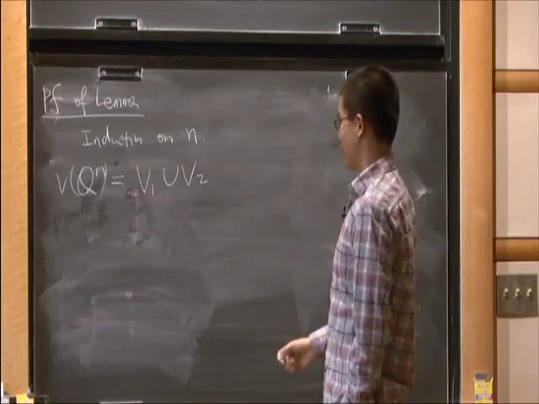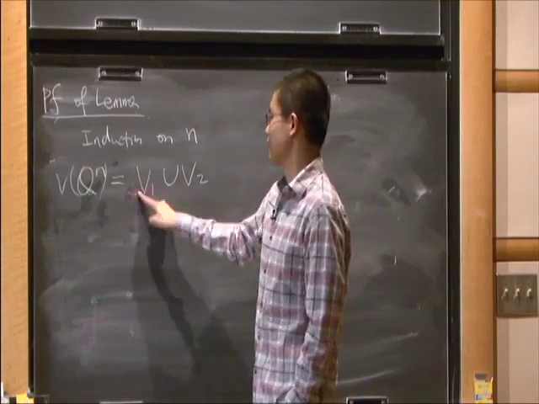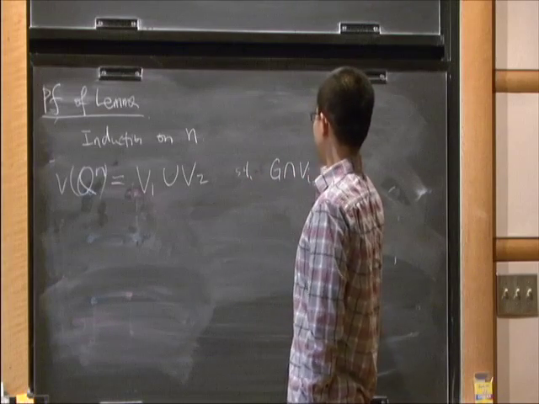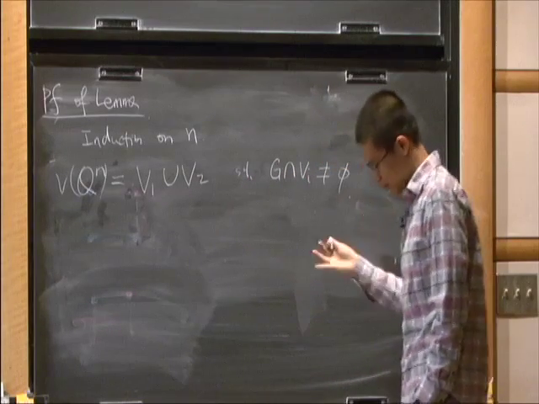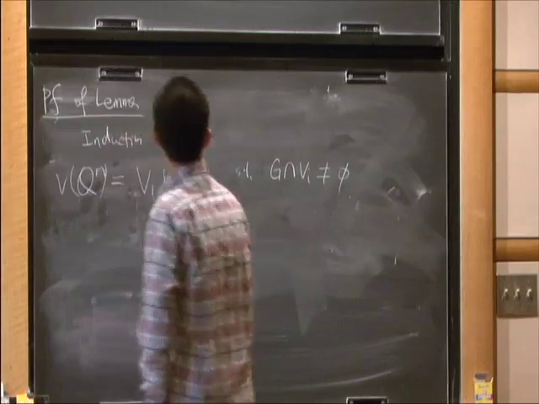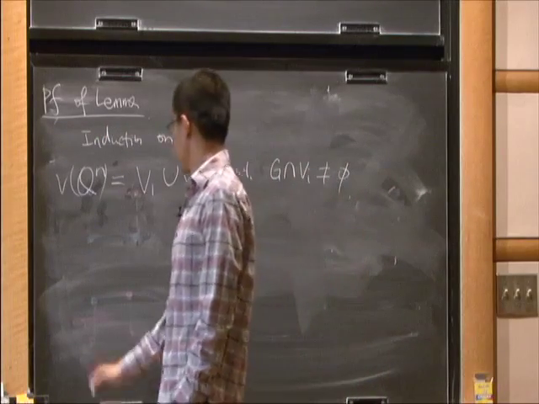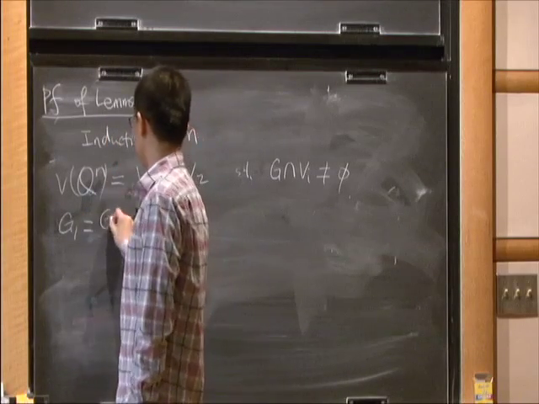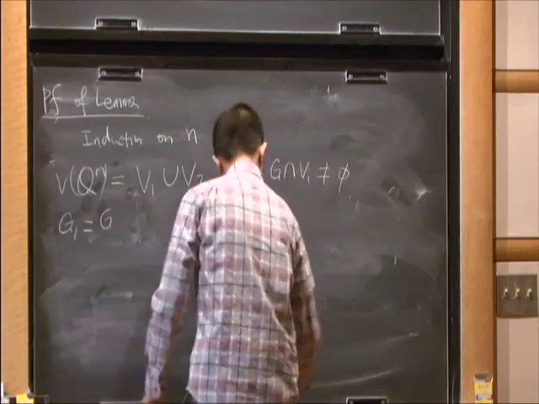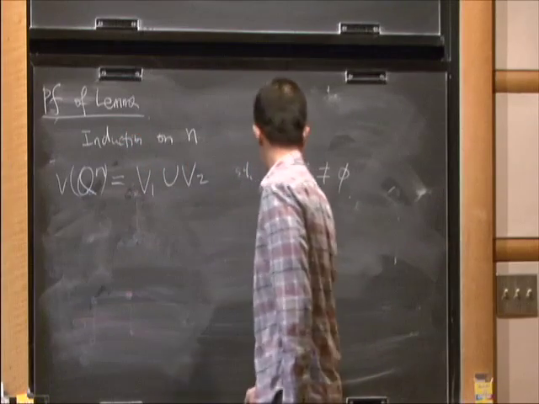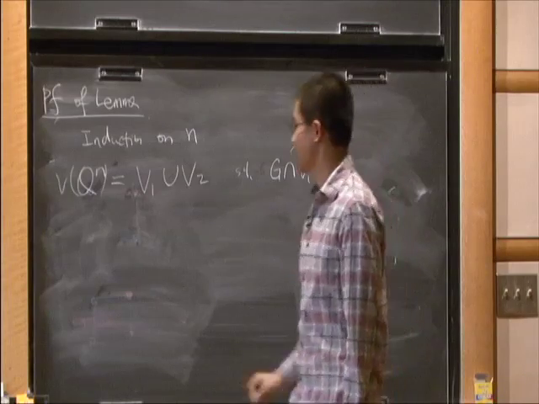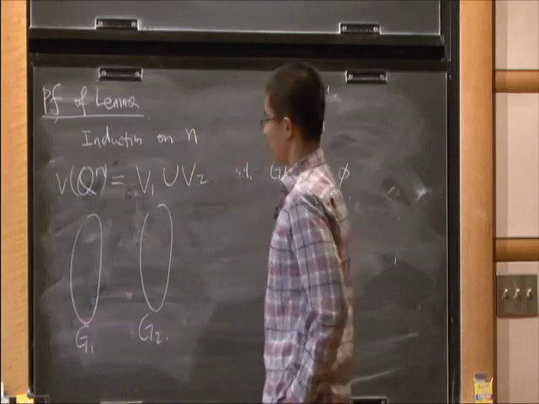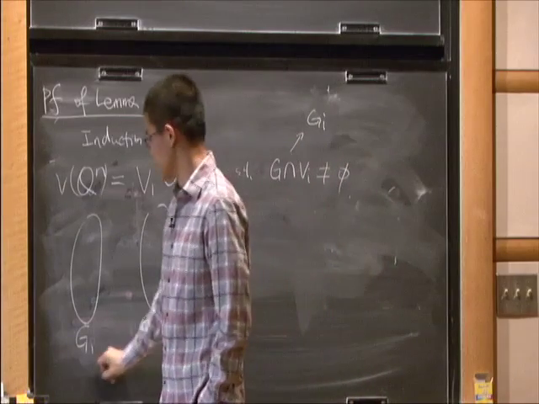So I have such a partition. I pick this partition carefully, such that G intersect Vi is non-empty. I can always do this. Then I look at the graph Gi. We partition this graph G into two halves, G1 and G2, and we want to count how many edges are in this graph G.